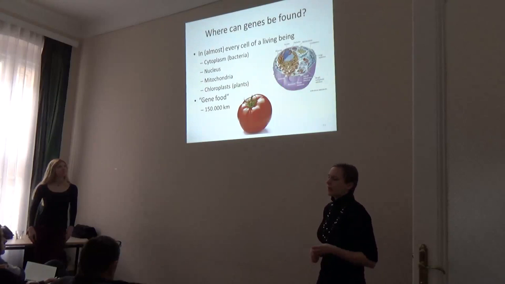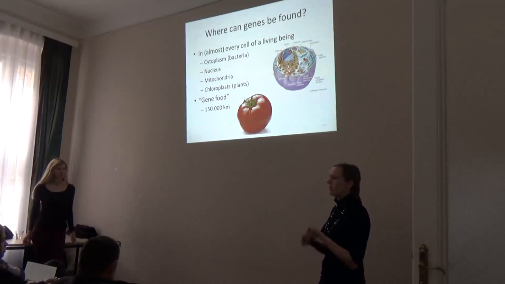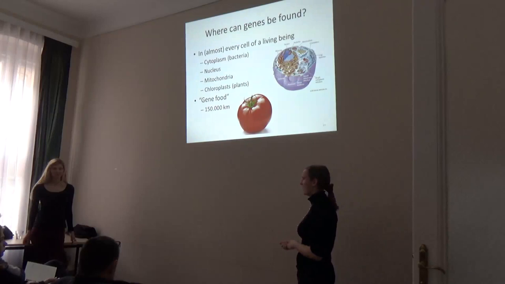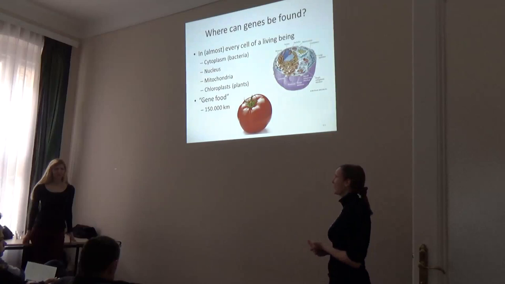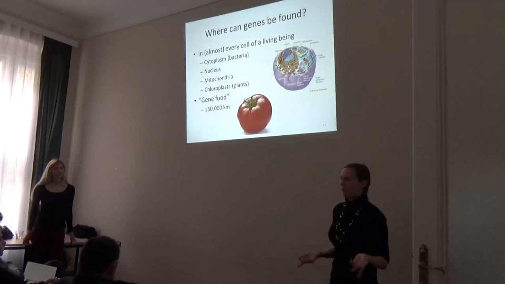So where can we find genes? I already told you where to find the nucleic acids. For bacteria, it's in the cytoplasm, and for eukaryotic cells, it's in the nucleus, but it's also in the mitochondria, and in plants, also in the chloroplasts. So if we call something gene food instead of GMO food, which stands for genetically modified food, it's not correct, because whenever we have a meal, we take about 150,000 kilometers of DNA. This is what we eat with a meal. So every food is gene food.